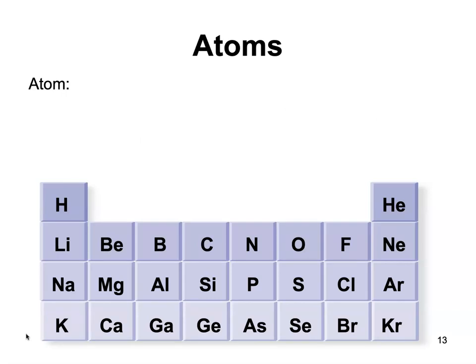So we're going to start off by talking about atoms. Atoms were discovered by John Dalton. He was a 19th century English scientist. He developed what we know today as the atomic theory. This states that all elements are made up of tiny particles known as atoms. Atom is from the Greek, meaning uncut or indivisible.